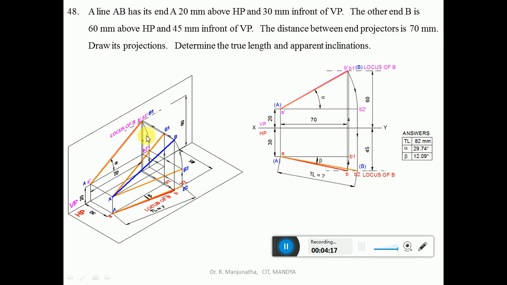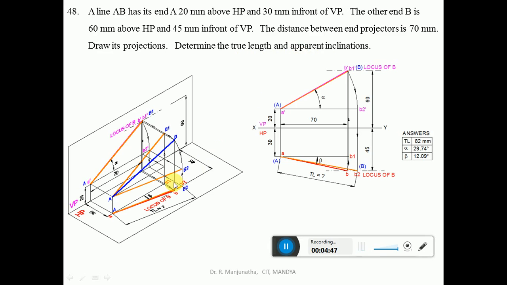Now, we know the front view of the line and we know the top view of the line. We know that this is the front view because the top view line is inclined, and this is the top view because the front view line is inclined. Now the requirement is to determine the true length and apparent inclinations. That means we need to find alpha and beta and also the true length.